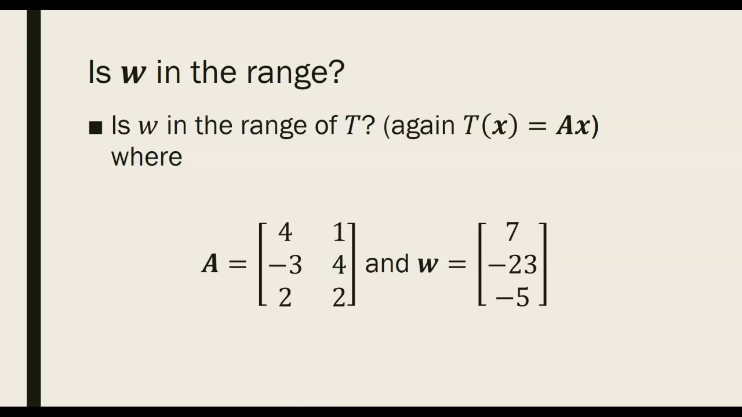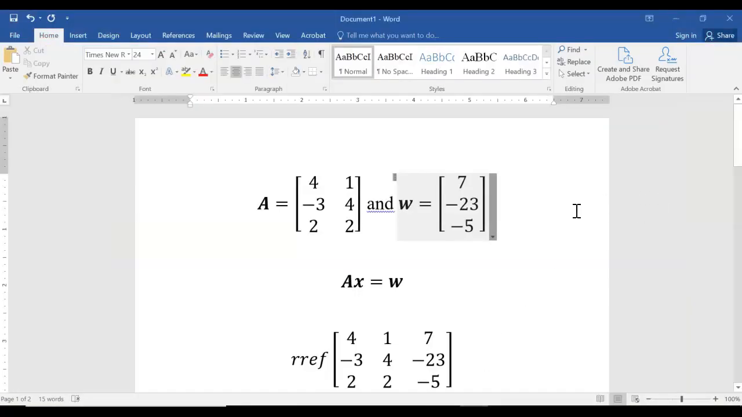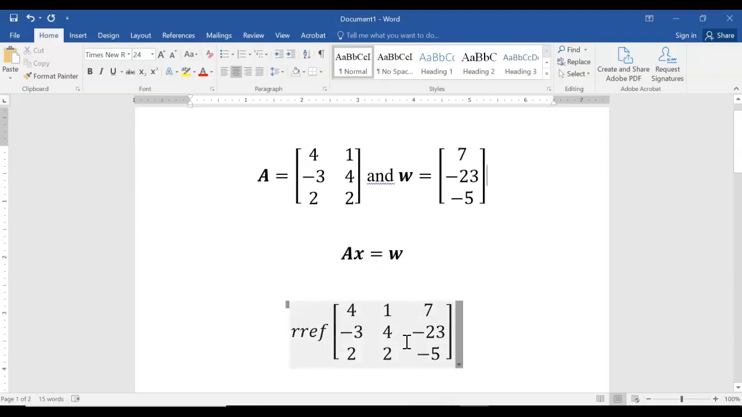And we'll continue. Let me do this on this page. So we have this A, we have that W. I'm used to saying B, but that's W. We're saying, is W in the range? That means, can I find an X where I multiply it times A and I get W? So solving for X means creating this augmented matrix, 4, 1, 7, -3, 4, -23, 2, 2, -5, and then putting that in row-reduced echelon form.